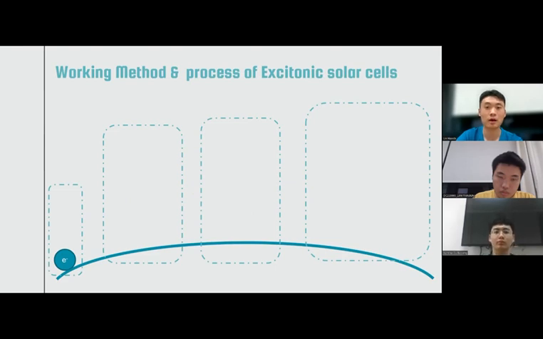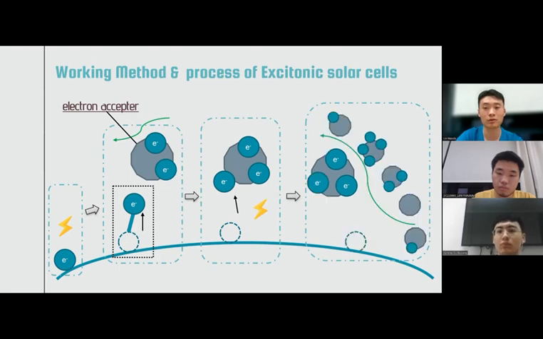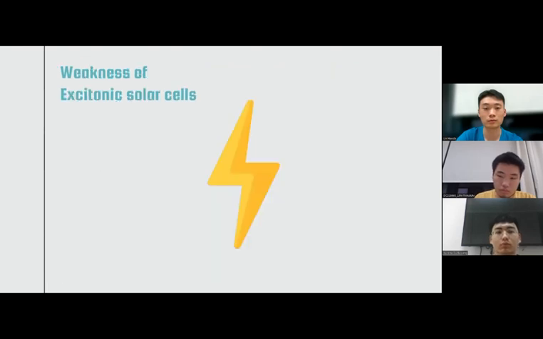So next is about the excitonic solar cells, and the process is very similar to the other one. Once it receives the solar energy, it will then become the exciton. But the main difference is that it is electron accepting. So this acceptor very easily attracts the electrons. Electrons might be trapped by this acceptor, and this acceptor will carry the electrons flowing in the cells. This flowing also generates a current.